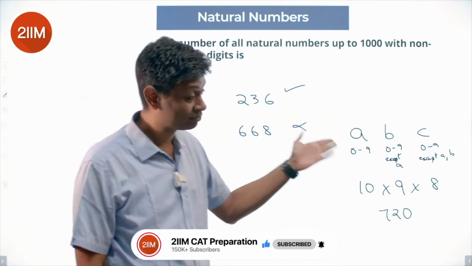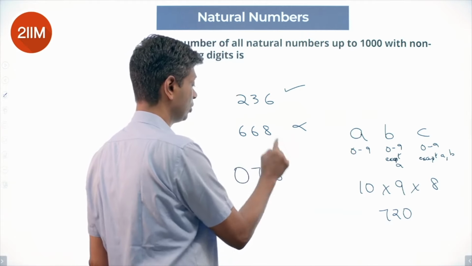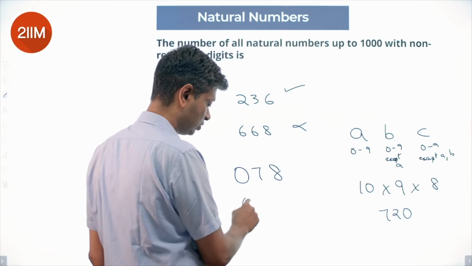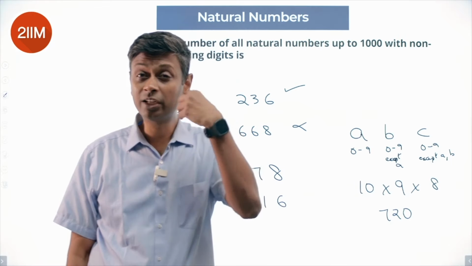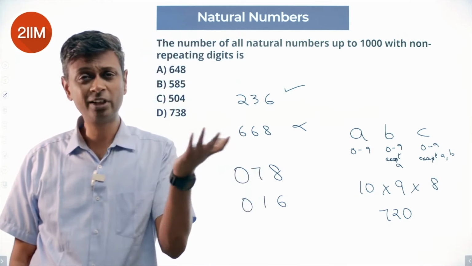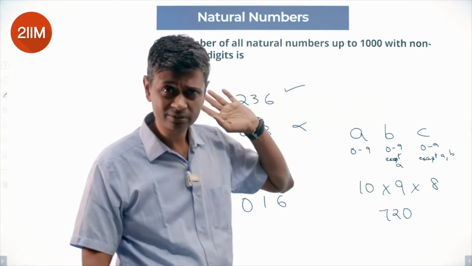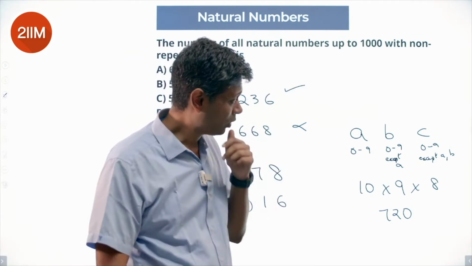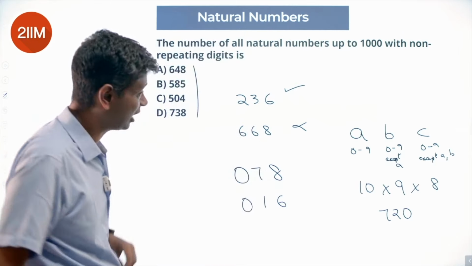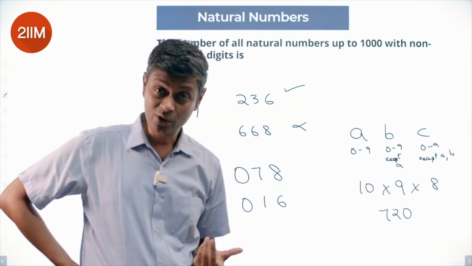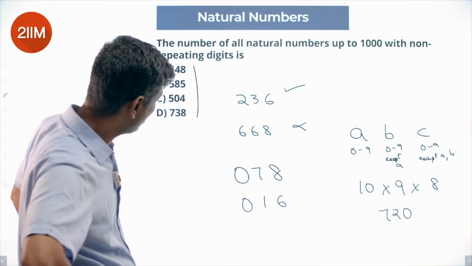Remember, this could be 0. And if I have a number like 078, that'll get counted. If I have a number like 016, that'll get counted. I'm not thinking in terms of 3-digit, 2-digit and single digit. I'm counting in terms of all numbers from 0 to 999. 1000 anyway won't get counted, so it doesn't matter. So now I'm saying, all of these get counted, but there's no 720 in the choices. I'm in trouble. Why has 720 not been included here?